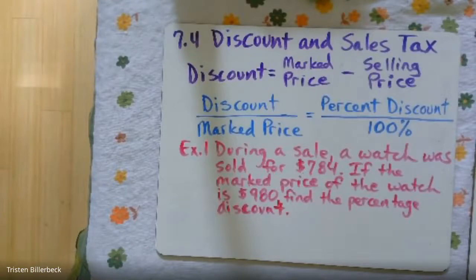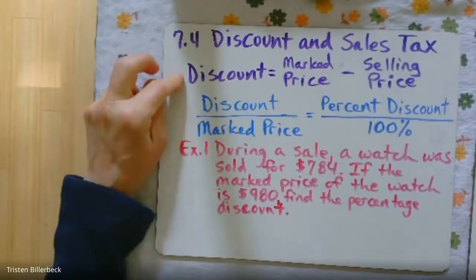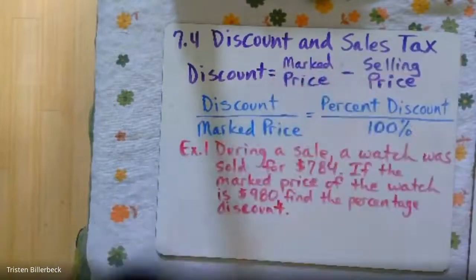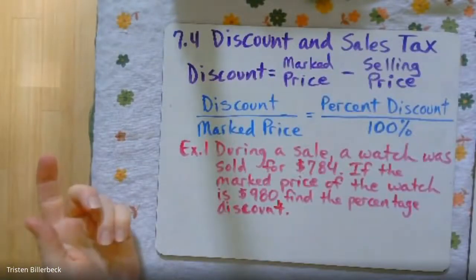Morning, this is Ms. Billerbeck, and we're going to talk about 7.4 discount and sales tax. So discount equals the marked price minus the sales price or selling price.